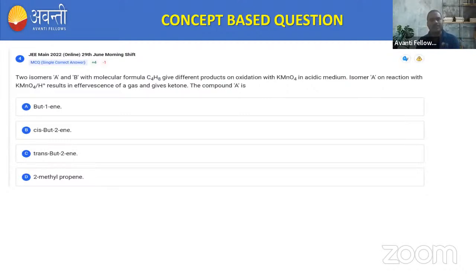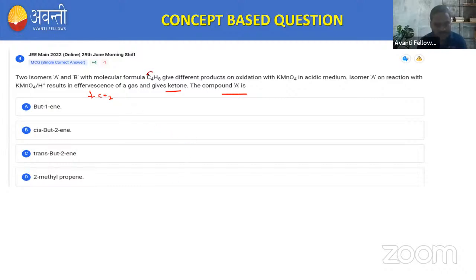Two isomers A and B with the molecular formula C4H8 give different products on oxidation with KMnO4 in acidic medium. Isomer A on reaction with KMnO4/H+ results in the effervescence of a gas, meaning CO2 is released here, and gives a ketone. So you have to identify compound A.